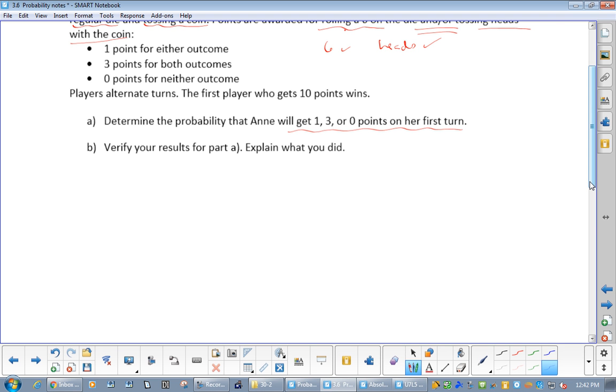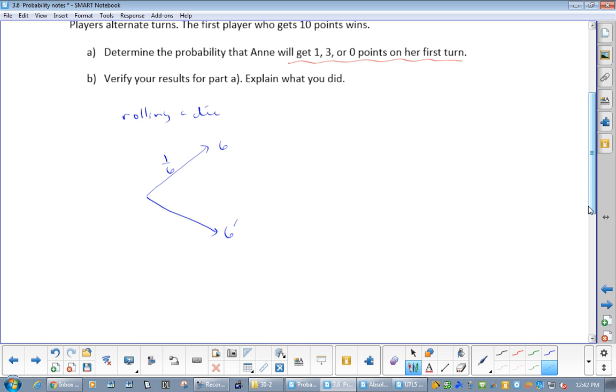But maybe when you see this, okay, first of all, we're going to talk about rolling a die. A win is if you get a 6, correct? What are the chances of getting a 6? 1 out of 6. What are the chances of getting a not 6? 5 out of 6. Does this make sense? Yes. Okay.